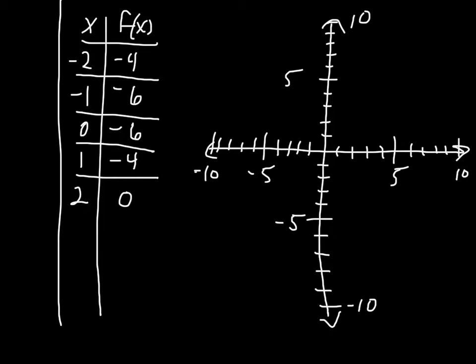Oops, my graph is gone. -2, -4, which would be right there. I'm going to plot -1, -6, which is right there. I'm going to plot 0, -6, which is right there. I'm going to plot 1, -4, whoops, I did that wrong. Let me go back, sorry. Erase that one. I didn't plot 0, -6. So 0, -6 is right there. And then I plotted 1, -4, which is right there. And I plotted 2, 0, which is right there.